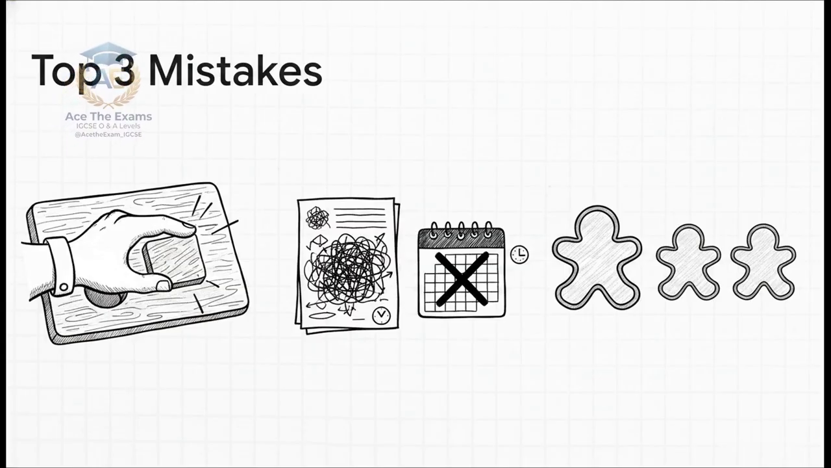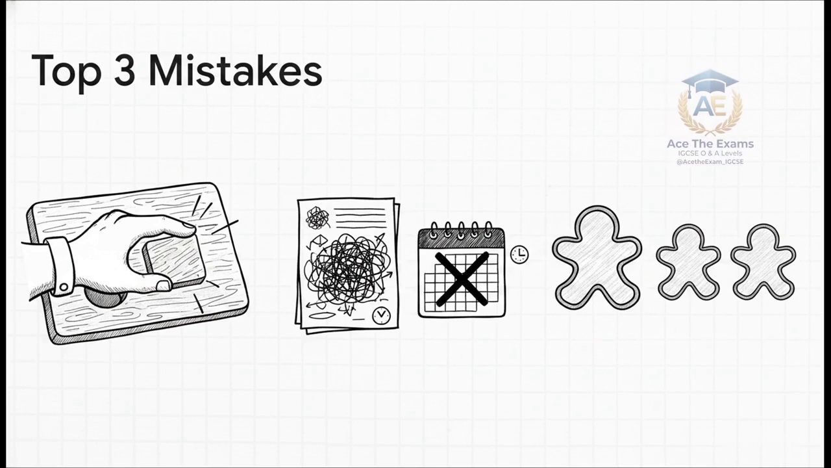Trap number 2. Ignoring presentation formats. Examiners repeatedly state in their reports that students lose the easiest marks by failing to balance off accounts properly, failing to bring down balances, or just completely forgetting to use proper dates. Dates are absolutely critical in prime entry.